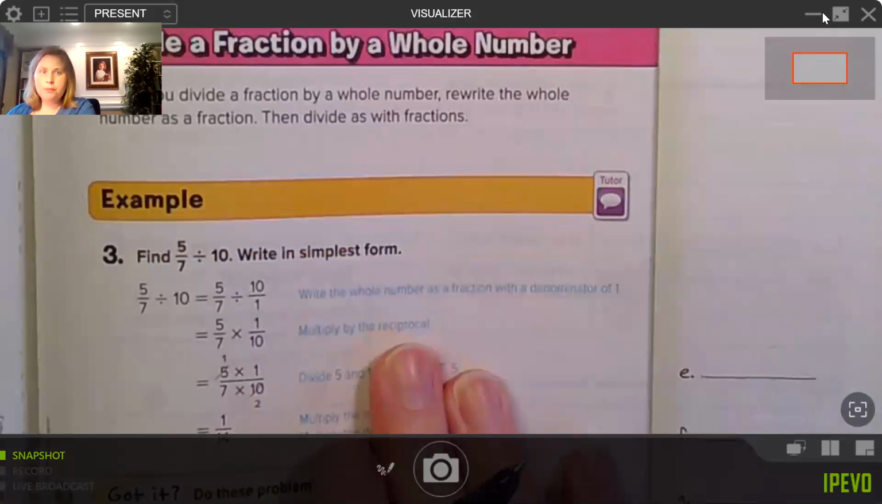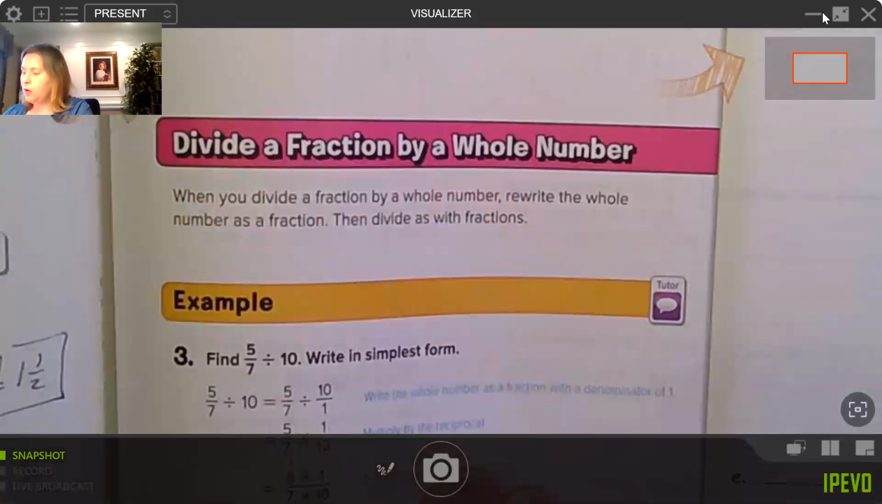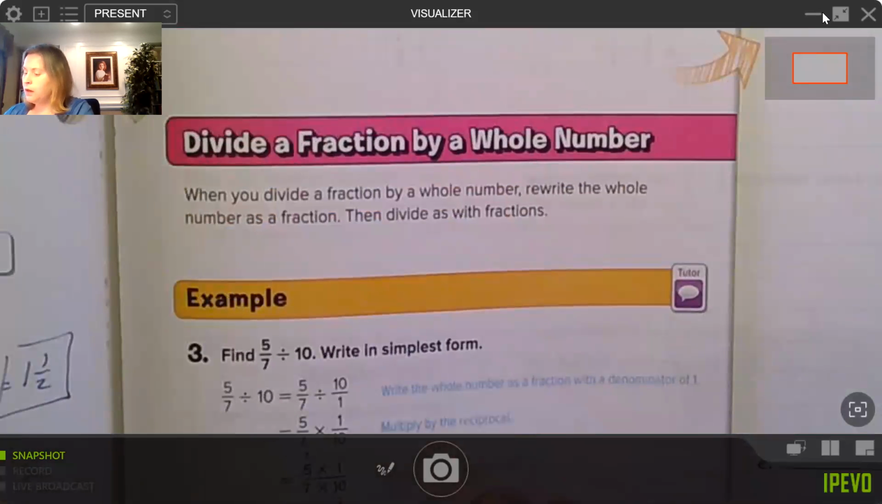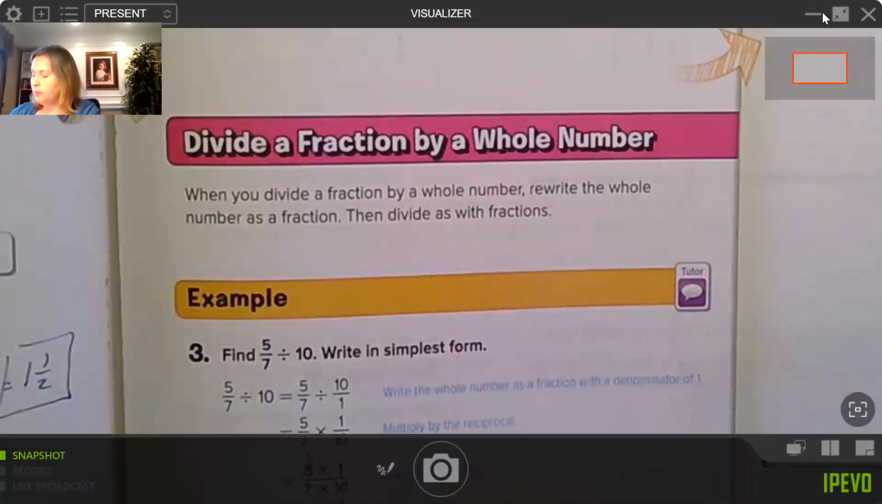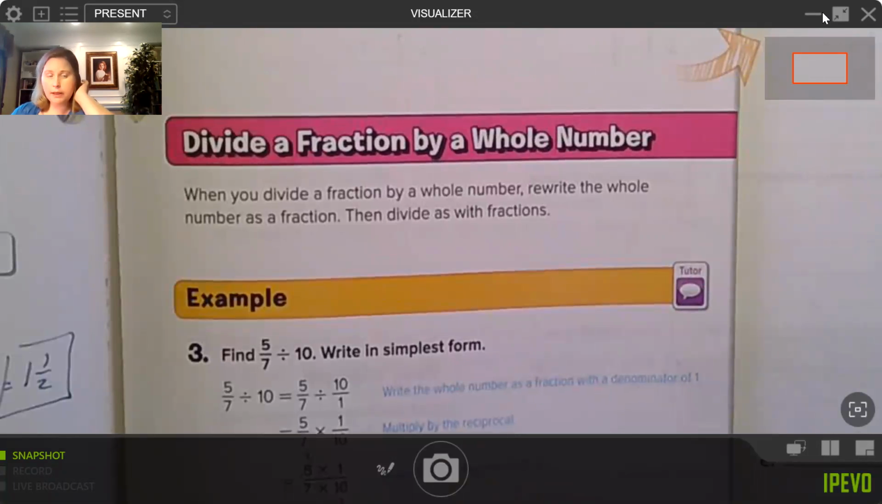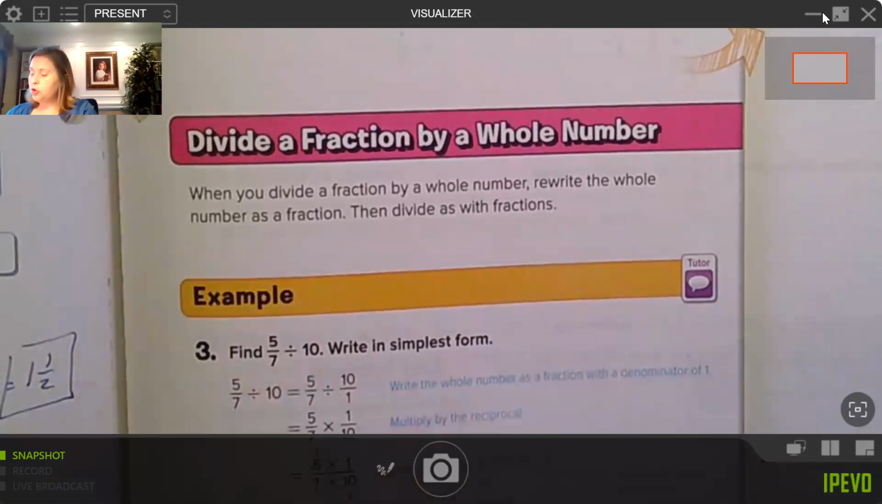Okay, next page, we're going to go right here to divide a fraction by a whole number. When you divide a fraction by a whole number, rewrite the whole number as a fraction, then divide the same way that you would with fractions. Okay, so this is the opposite of what we did last week. Last week we had a whole number divided by a fraction. Now we have a fraction divided by a whole number.